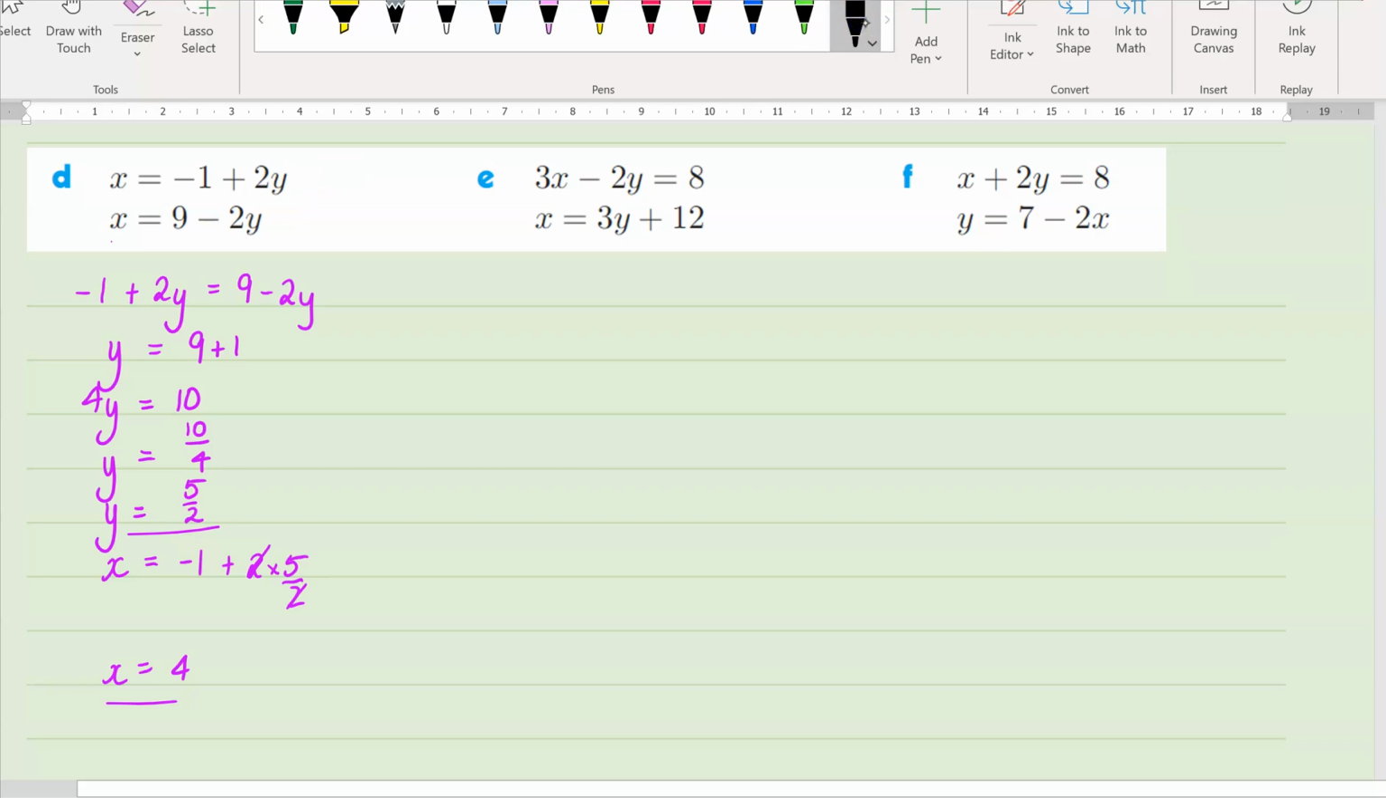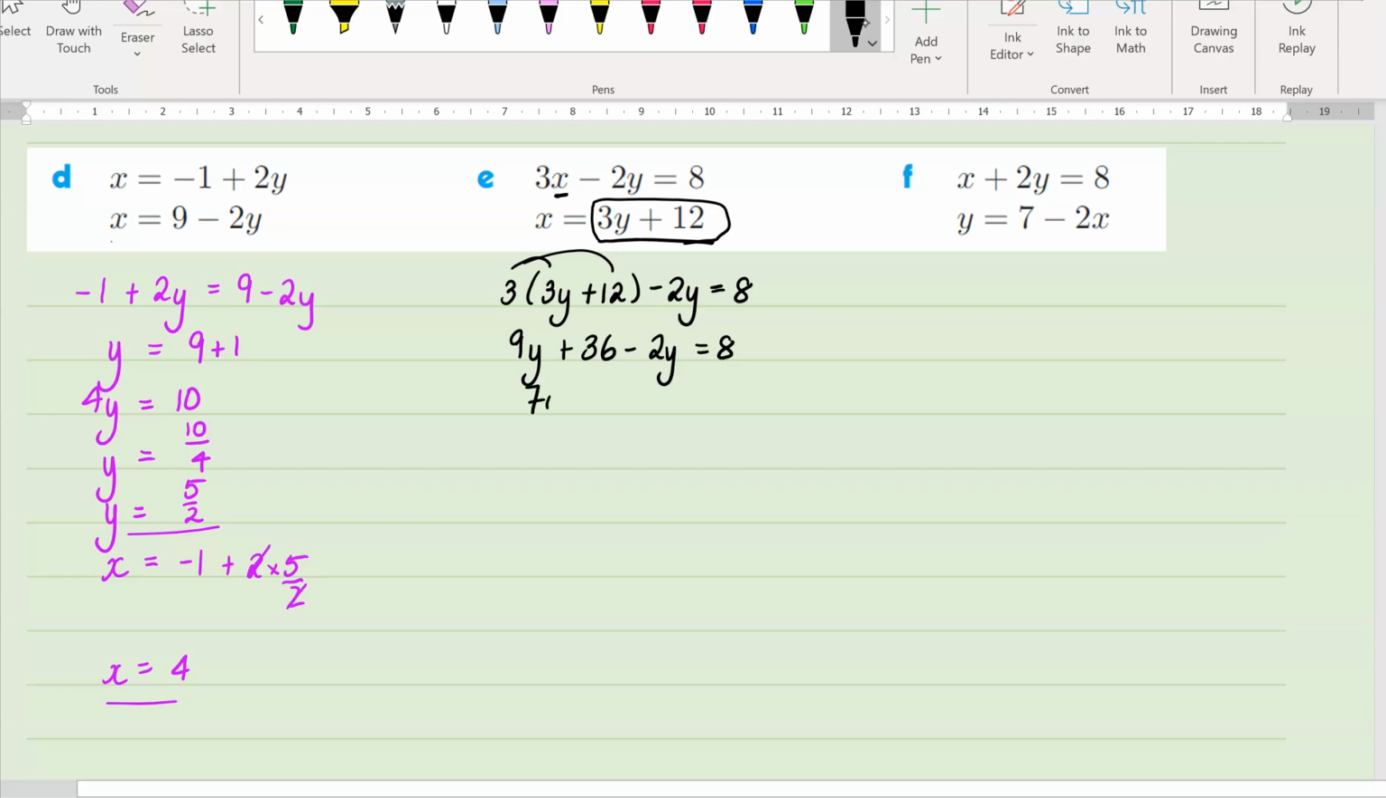Again, you're pausing, trying to do it without me. We're going to replace x here with this x here, so it becomes 3 times 3y plus 12. Carry on here, it says take 2y and then equals 8. Now we expand the bracket, so 9y plus 36 take 2y equals 8. Gather your like terms. 9y take 2y equals 7y. And to get rid of the plus 36, you take 36. So 8 take 36 is minus 28. Get rid of the times 7, divide, so we get minus 4.